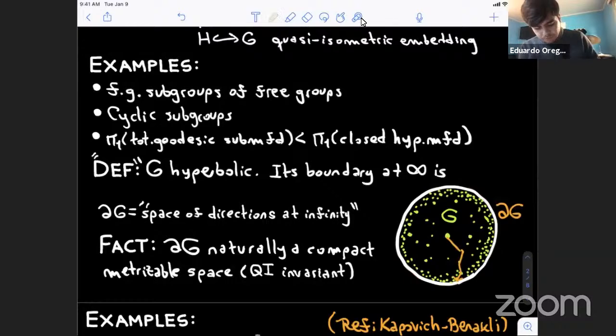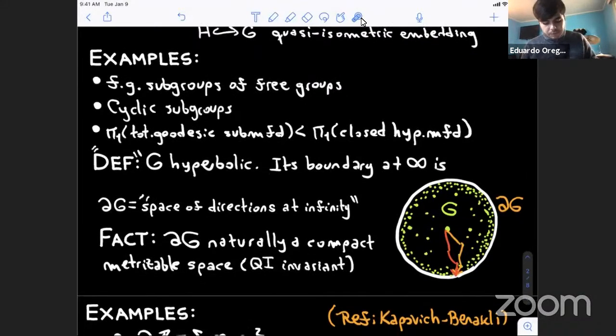So maybe this geodesic, of course, is not the same as this one. But at the end, these two geodesics define the same direction. I mean, of course, you can define this for any space with geodesics, but the point is that this boundary has a really, really nice topology, and the topology comes from this assumption of hyperbolicity.